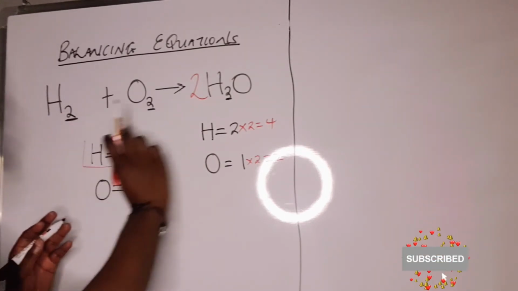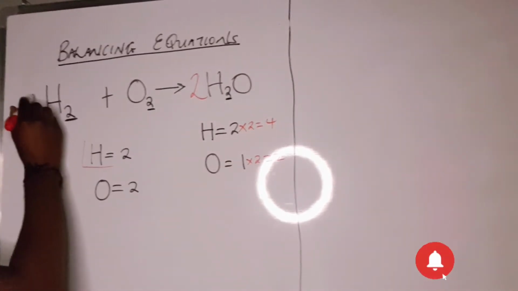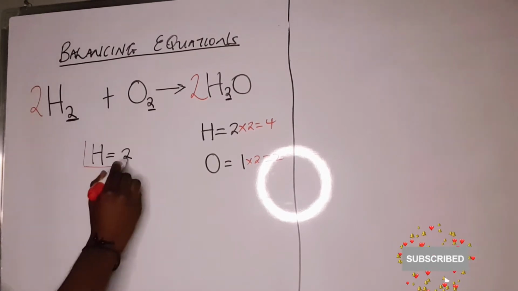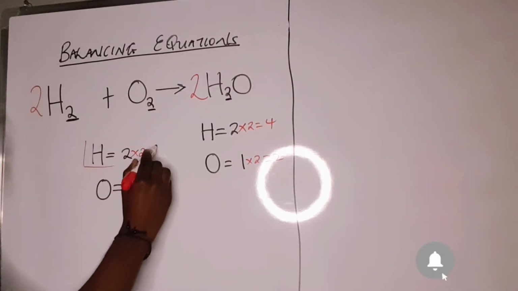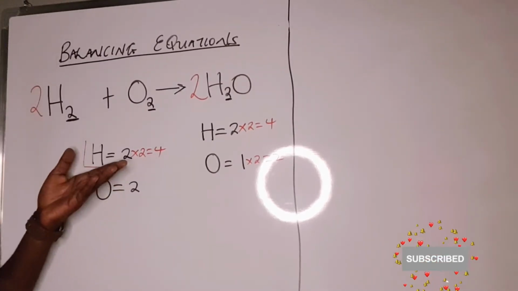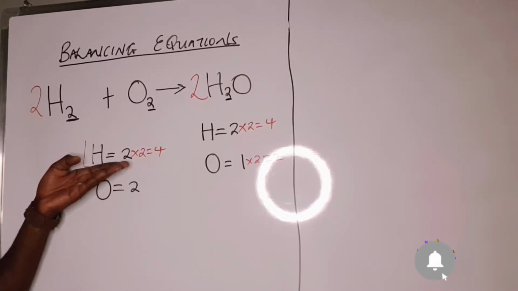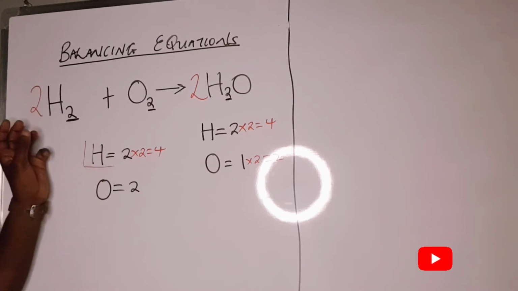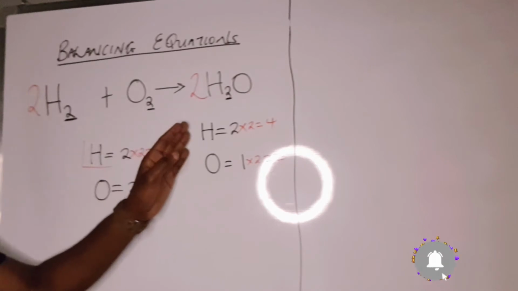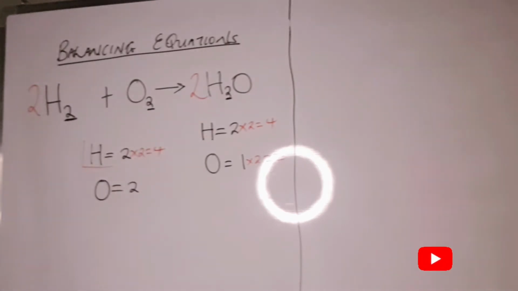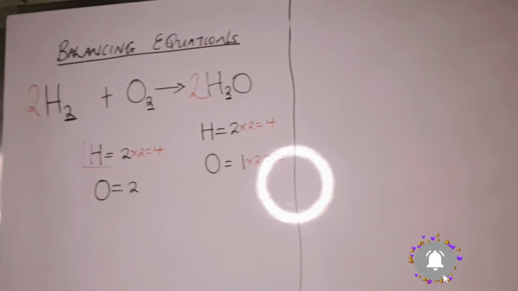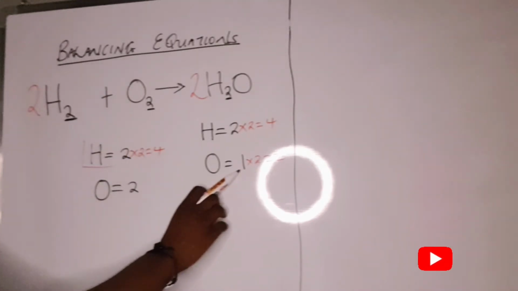In order to balance hydrogen, we are going to write a coefficient 2 in front of hydrogen, so that when we multiply by 2, we are going to have 4. So this shows that hydrogen has 4 atoms on the reactant side. It also has 4 atoms on the product side. Oxygen has got 2 atoms on the reactant side, and at the same time it has got 2 atoms on the product side.